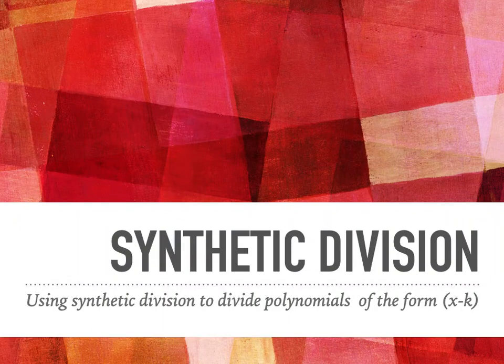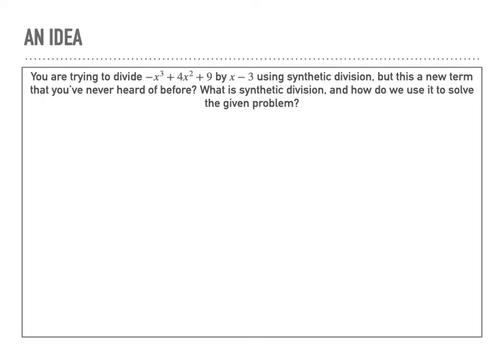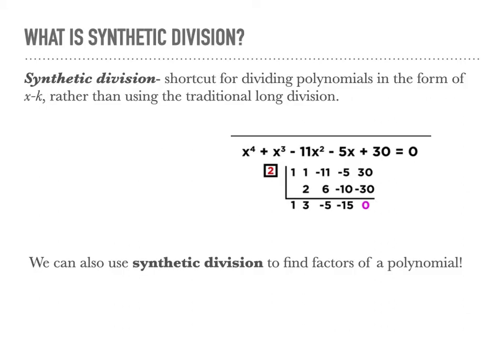Today we'll be discussing how to go through synthetic division and how we can use it to divide polynomials in the form of x minus k. Now let's say you're trying to divide this polynomial by x minus 3 using synthetic division, but how will you do so? Well, synthetic division is a great way of dividing polynomials by a binomial in the form of x minus k rather than using the traditional long division method. And we can also use synthetic division to find factors of a polynomial.